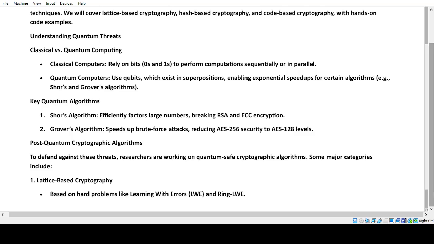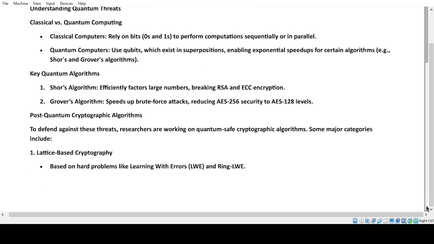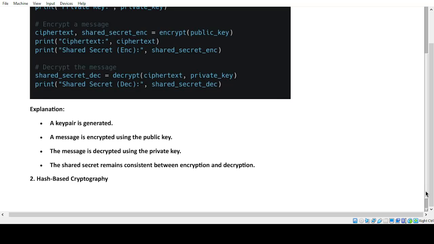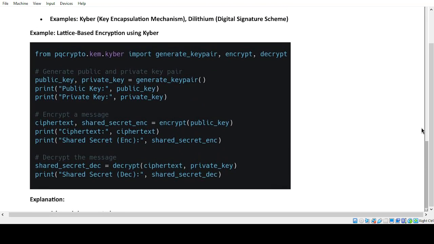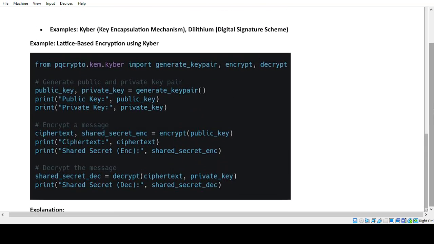Some major categories include: 1. Lattice-based cryptography. Based on hard problems like learning with errors, LWE, and ring LWE. Examples: Kyber, a key encapsulation mechanism, and Dilithium, a digital signature scheme. Example: lattice-based encryption using Kyber.